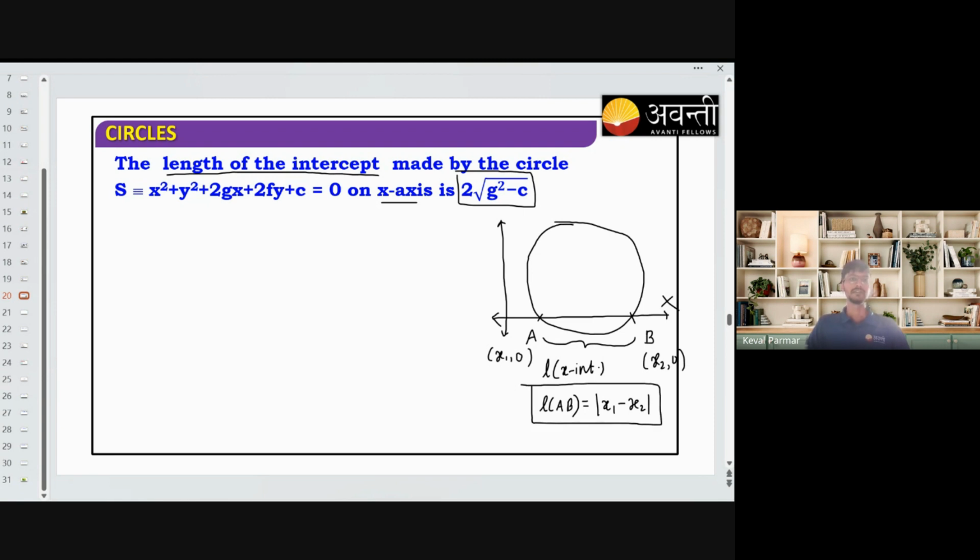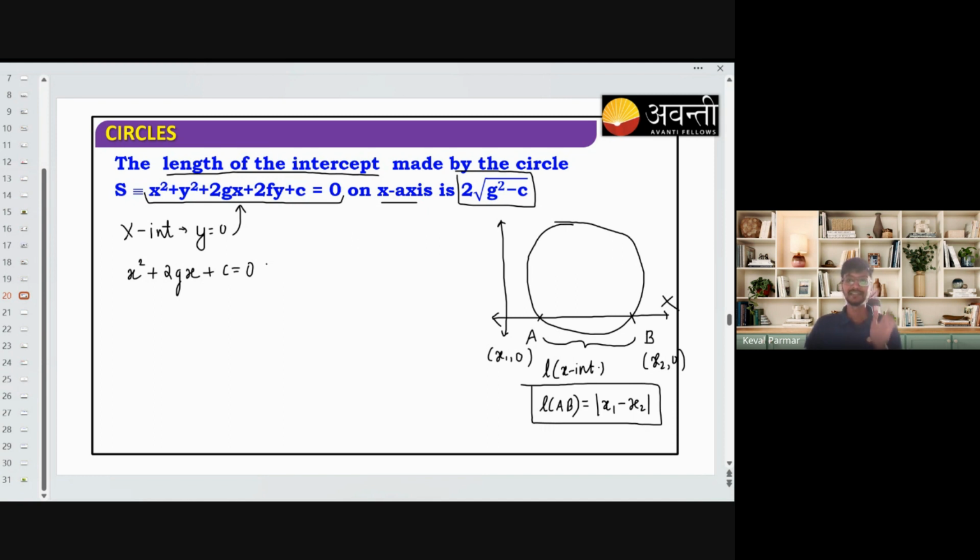So, what is the equation of the circle given, guys? This is the equation of the circle, right? Now, we know that from a straight line, to find the value of the x-intercept, we put y equals 0. I hope you know it. So if we put y equals 0, we'll get the equation x square plus 2gx plus c equals 0. Correct, guys?